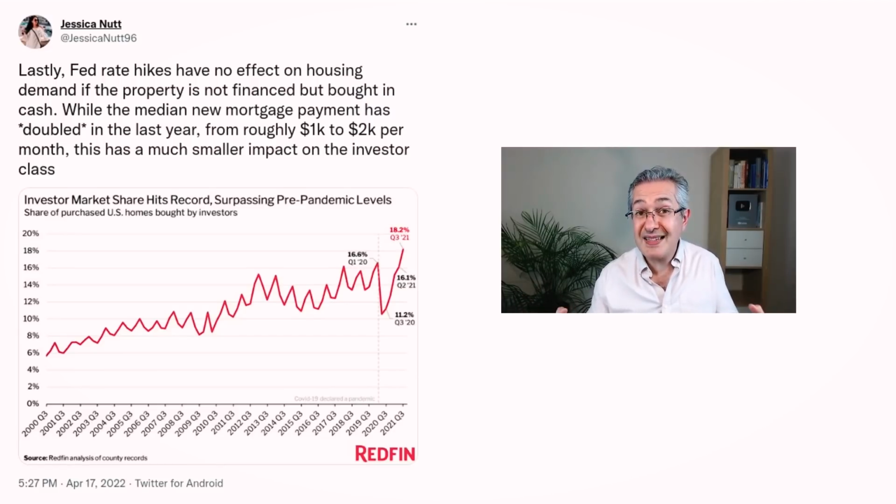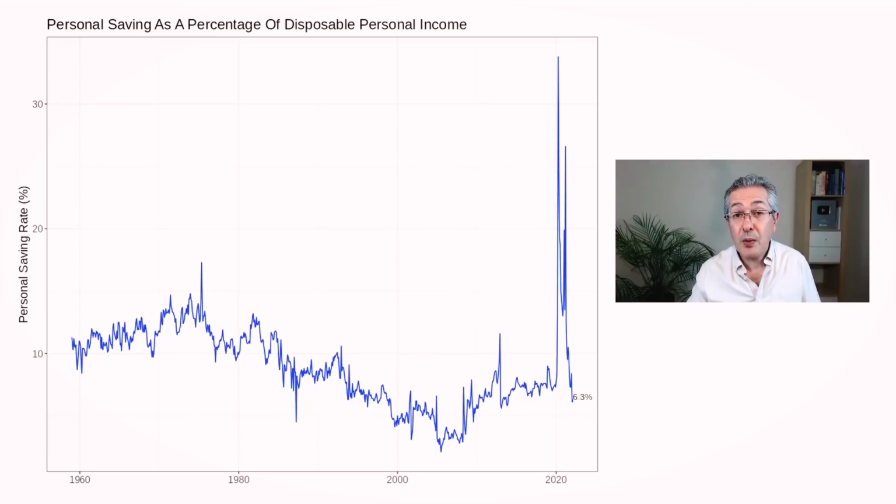So these would be rate insensitive buyers, and that's an increasing proportion of the US housing market. And that in turn means that even if the Fed hikes a lot, it won't matter to these buyers. And one reason why people have more cash is because they were spending less during the pandemic. If you're locked up at home, you can't go out for meals or to the cinema or movies, as you call them in the US.